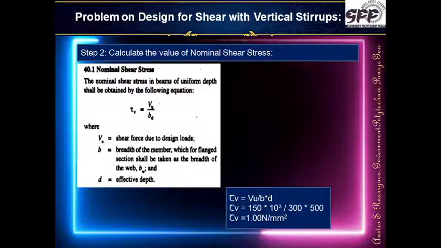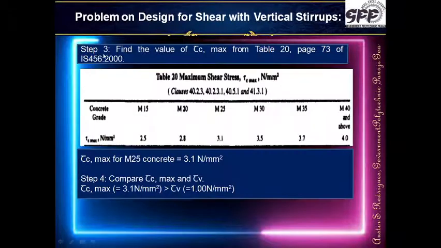In step number 3, we find what is the maximum shear stress beyond which the concrete would crush, that is tau C max. Step number 3 is finding tau C max. So we refer to tau C max given in page number 73, table 20 of the code IS 456. When we refer to page number 73, the table looks like this. Table number 20 for maximum shear stress tau C max.